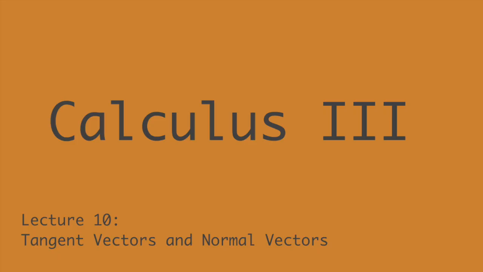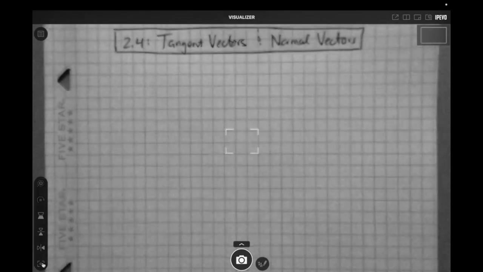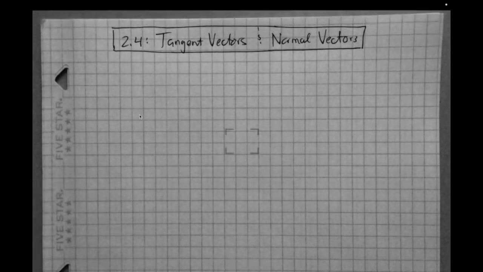In the previous section, we talked about vector-valued functions in the context of velocity and acceleration. In this section, we're going to extend some of our understanding of vector-valued functions and the relation between the vector-valued function itself and its derivative through the exploration of tangent vectors and normal vectors. So let's jump into it. This will be section 2.4, tangent vectors and normal vectors.